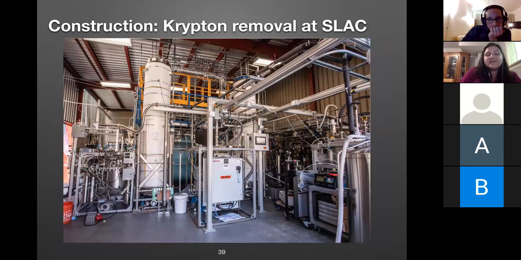This is the facility that's going to take krypton out of our xenon, removing one of those radioactive noble elements from our xenon so we can do our experiment.